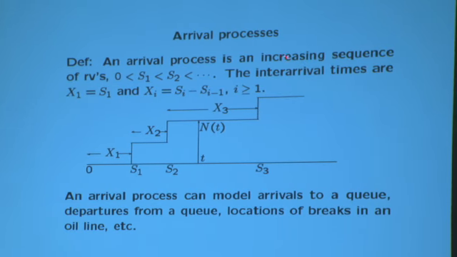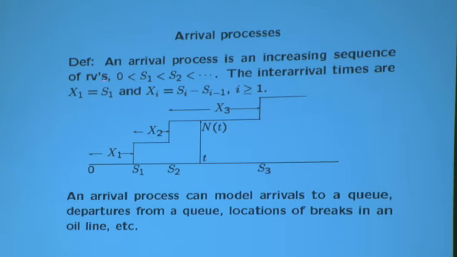An arrival process is an increasing sequence of random variables, 0 less than S1, which is the time of the first arrival, S2, which is the time of the second arrival, and so forth. The interarrival times are X1 equals S1 and Xi equals Si minus Si minus 1. The picture, which you should have indelibly printed on the back of your brain someplace by this time, is this picture here. S1, S2, S3 are the times at which arrivals occur.